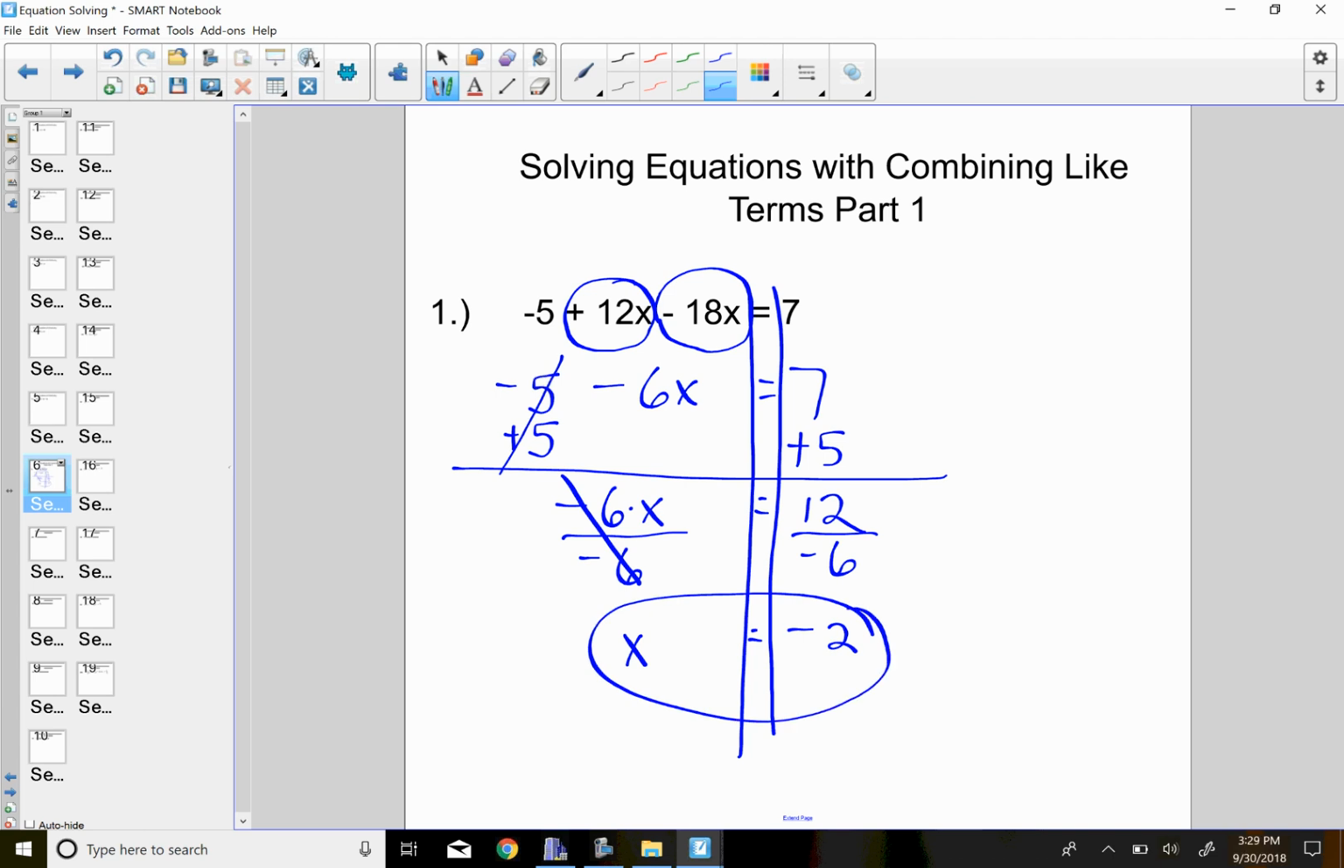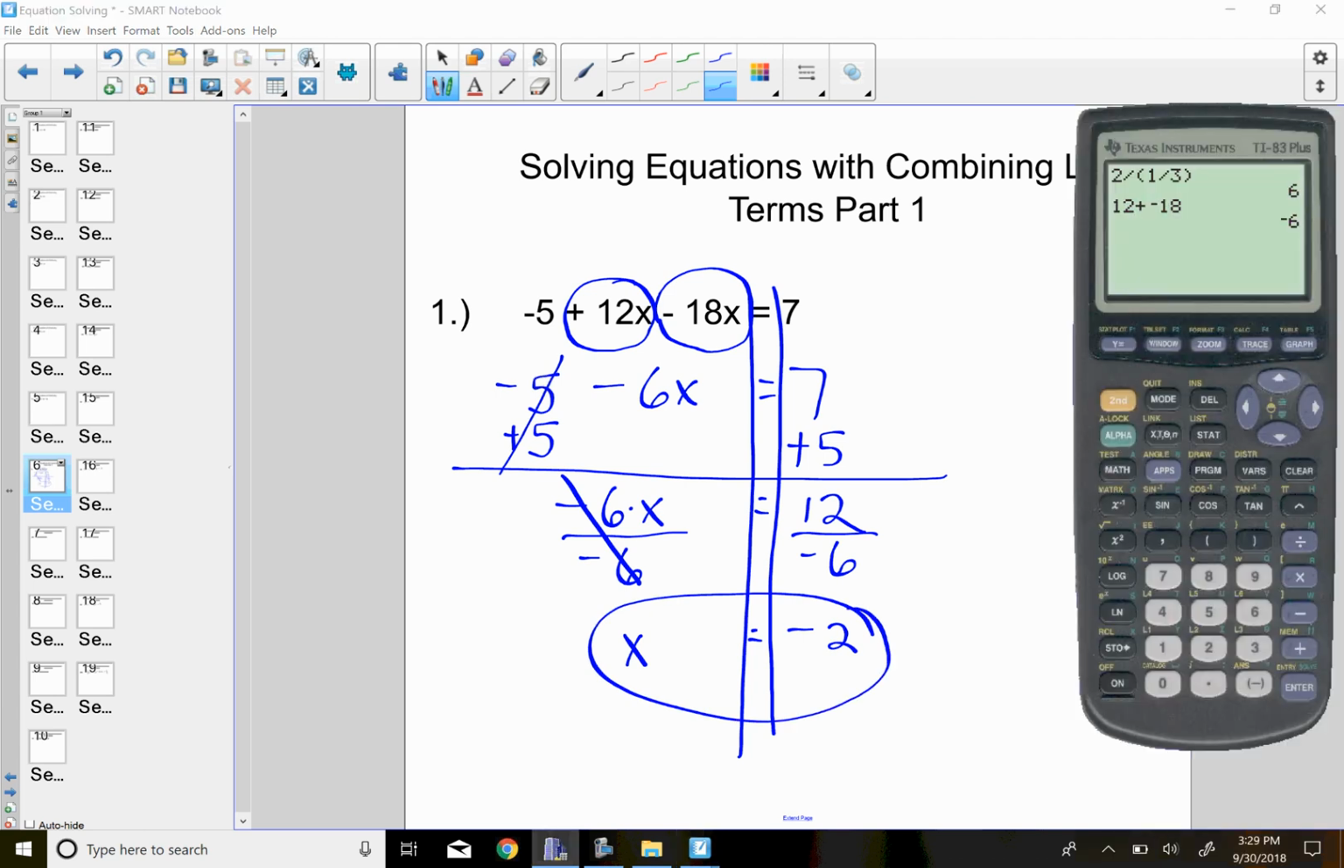Now, just like on the last video with distributing, I can plug this into the calculator to check, which means if it was a multiple choice question, I could plug in the choices for x until I found the one that matches 7 that this equation is supposed to equal. So remember, between 12 and x is multiplication, and the 18 and x is also multiplication. I'm going to plug this left side in, but anywhere there's an x, I'm going to plug in negative 2. So the equation was negative 5 plus 12 times x, but we now think it's 12 times negative 2, minus 18 times x, which we think is negative 2, and I should get 7 because I got my answer right. So again, the calculator can help me check.